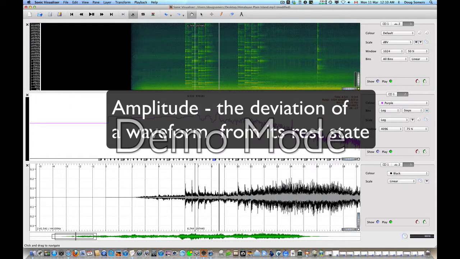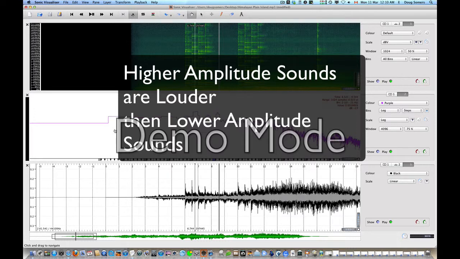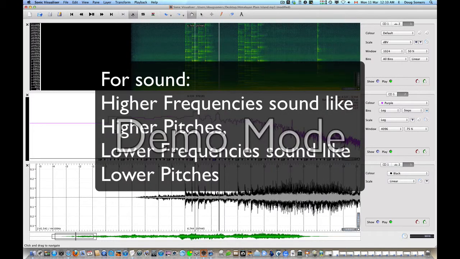Amplitude is the deviation of that waveform from its rest state or zero state. Higher amplitudes to our ears sound like things which are louder than lower amplitudes. Higher frequencies sound like higher pitches to our ears than lower frequencies.